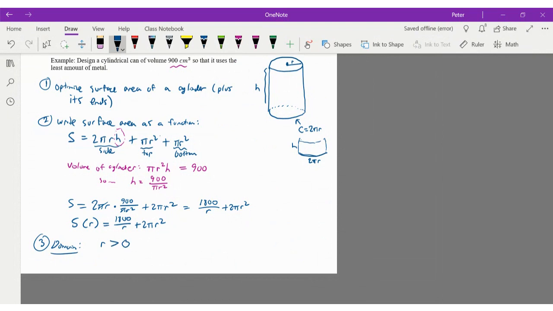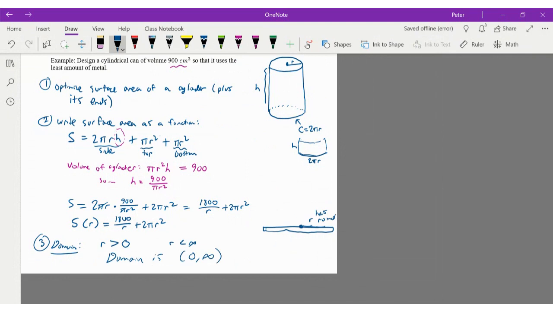Okay, now that's the smallest r. What's the largest r? So what I could do is, to make a 900 cubic centimeter can, I could just make a very, very wide and very, very short can. So r has no maximum. So all we can say is that r is less than infinity. It's just any positive finite number. So the domain is 0, infinity.